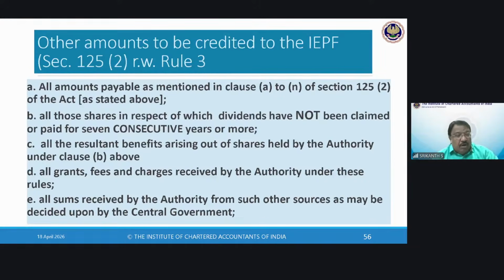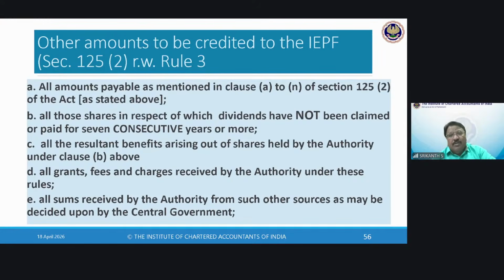See, whenever there is a corporate fraud like Satyam and all, the government will claim from the promoters who have done the fraud. Now they have caused damage to all these people, so they will ask them to disgorge. It literally means the money that has been swallowed by them, they will ask them to take it out and spit it out and give it. So all that money they will collect, and that disgorged amount also will go to IEPF only.